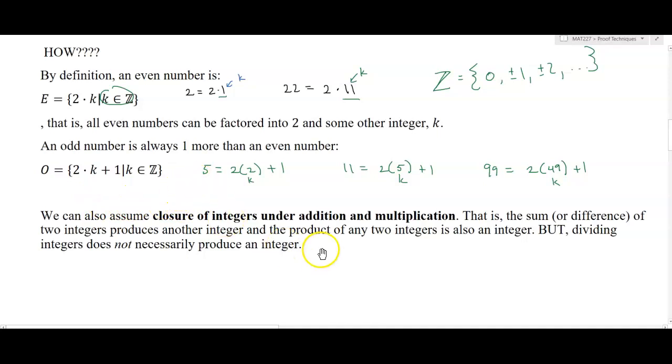This is called the closure property of integers under addition and multiplication. So we assume this to be true. It's difficult to prove, so it's often called an axiom. An axiom is just sort of an assumed truth because something becomes unprovable. If you sum or take the difference of any two integers, you always get another integer.